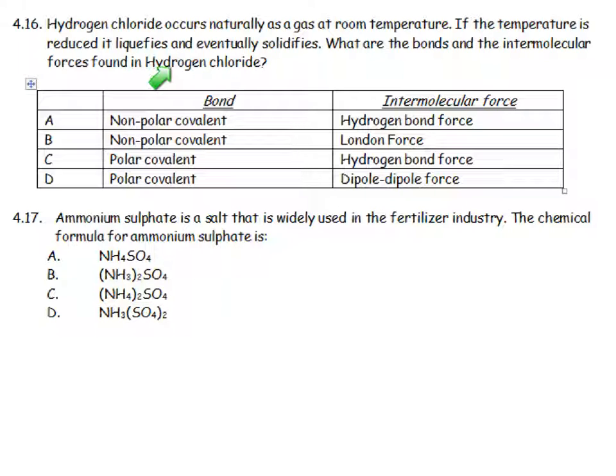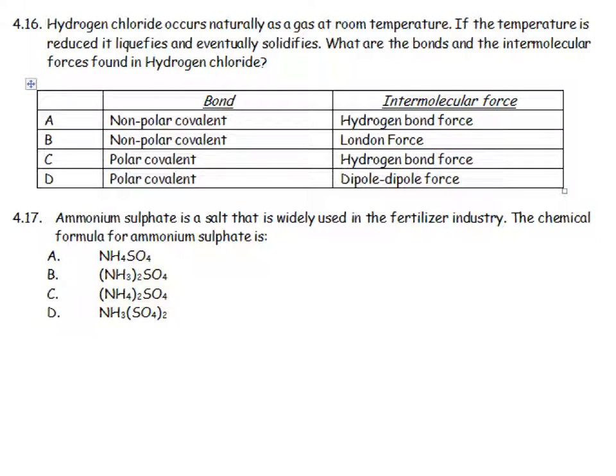Well, let's consider hydrogen chloride. It's hydrogen and chlorine, non-metal, non-metal. The electronegativities are 2,1 and 3. So you're going to land up with a polar covalent bond. So we're either in C or in D. Two nonmetals without the same electronegativity gives you polar covalent.